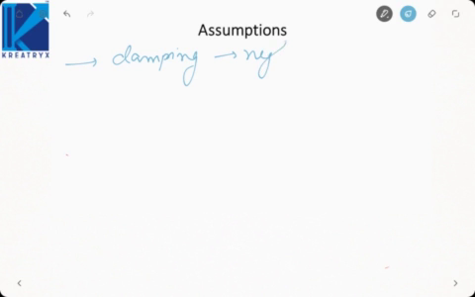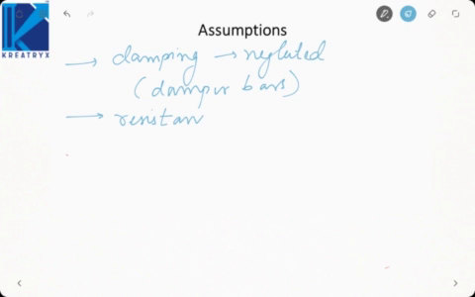Because if you consider damping, it will damp out the rotor angle oscillations, which will make the system stable. Okay, so damping is neglected. That is, I am neglecting the damper bars. Next, resistance will also be neglected similarly, because resistance will also dissipate the energy of oscillation and will damp out the oscillation. Similarly, shunt elements like shunt admittance of the transmission line are also neglected.